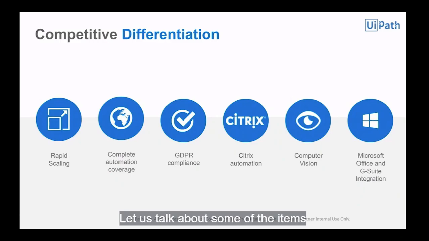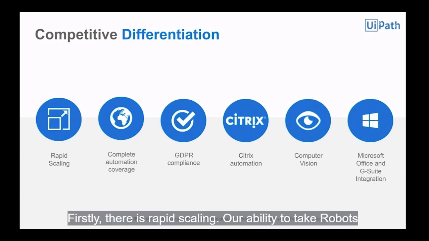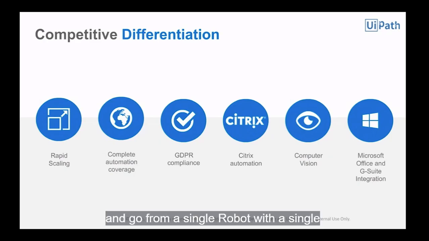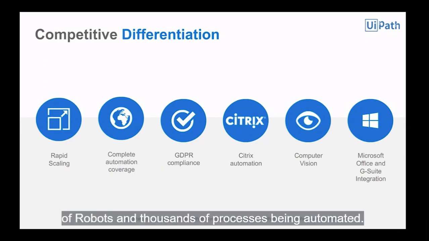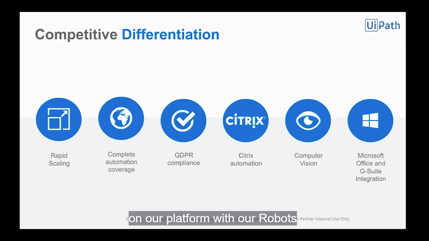Let's talk about some of the items that differentiate UiPath robots from our competitors. Firstly, there's rapid scaling. Our ability to take robots and go from a single robot with a single process being automated and scale up to very large implementations, to thousands of robots and thousands of processes being automated, is something that is much easier on our platform with our robots than it is with the competition.